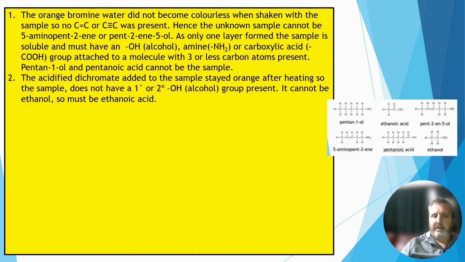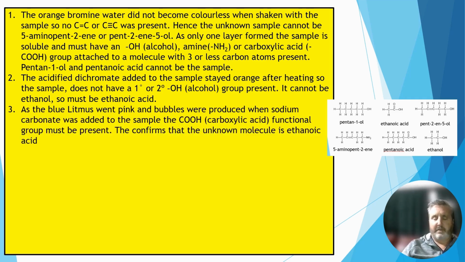So the next thing we do is we added the acidified dichromate. Remember, we heated it, it stayed orange. Now what that means is that if it didn't react for this acidified dichromate test, which is a test for an OH group, it means it can't be the alcohol. So it can't be ethanol. So it's going to be what's left, which is ethanoic acid. Now we're pretty sure it's ethanoic acid, but we're still going to carry out the fifth test to be sure.